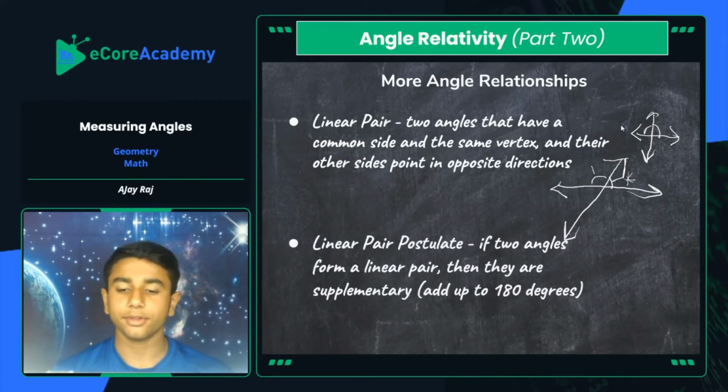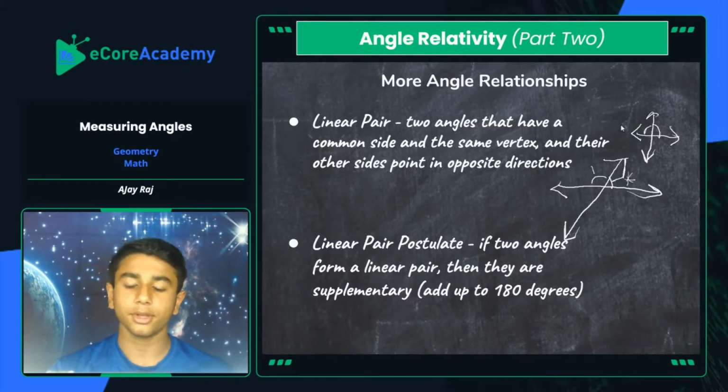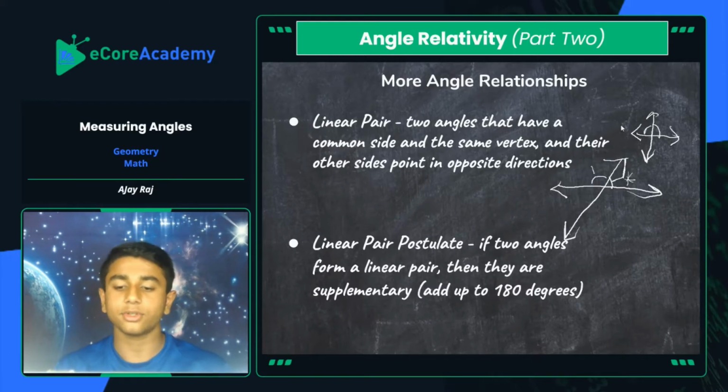And finally, we have our linear pair postulate, which is another postulate, but this correlates with the linear pair. And it's saying that if two angles form a linear pair, just like this, then they are supplementary, which means they must add to 180 degrees. So if you have a linear pair, that means those two angles that are in that linear pair must also equal 180 degrees, which is also a supplementary angle pair.